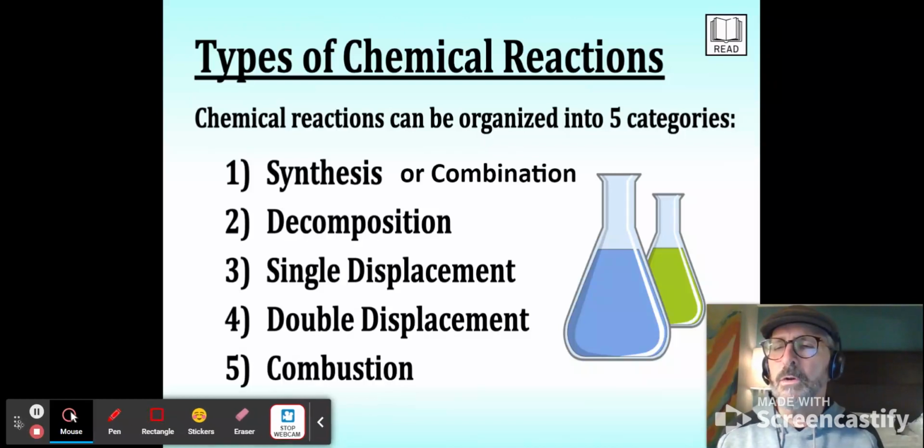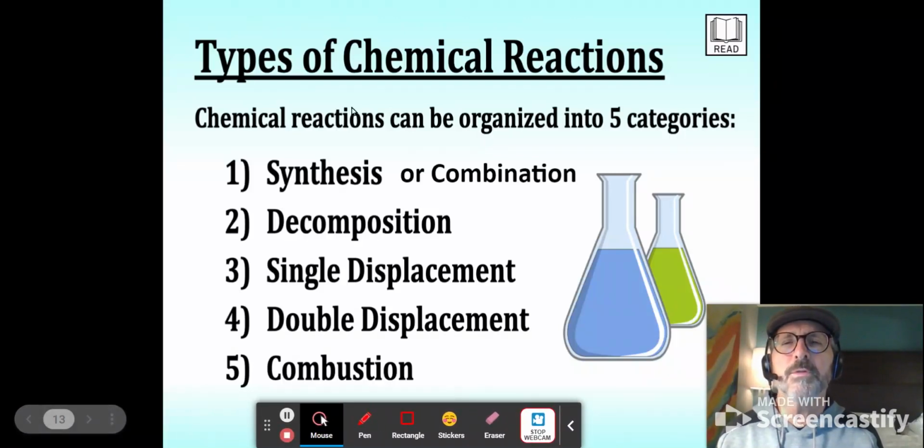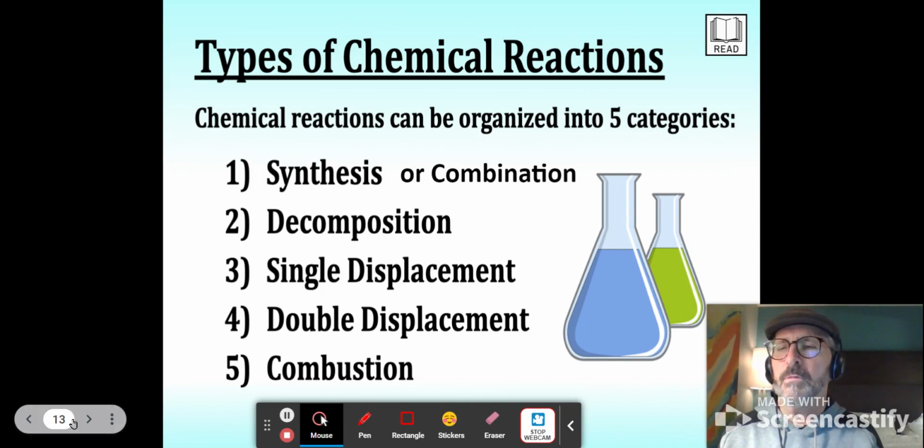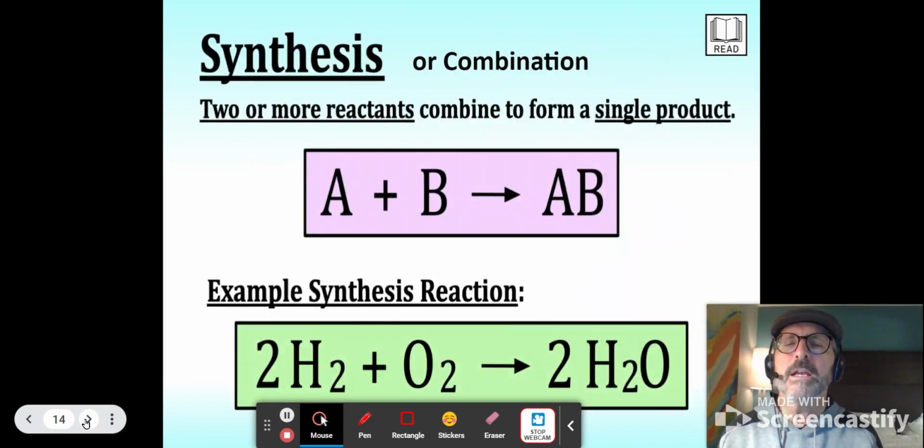All right. So what we're going to do here is we're going to talk about the 5 different categories of chemical reactions. So the first one we're going to talk about is a synthesis reaction. In a chemical reaction, we use a chemical equation, and our chemical equation, we will show you again here, is A plus B yields AB.